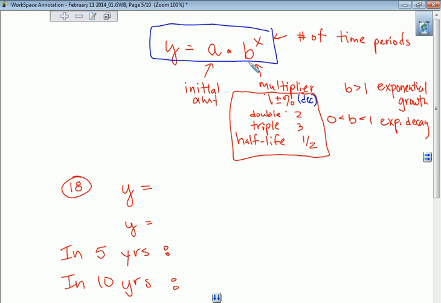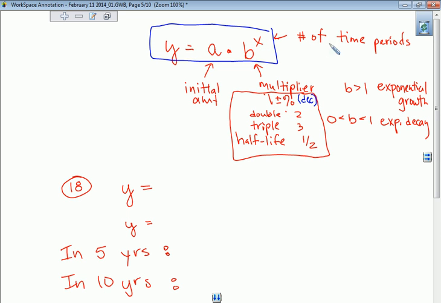Okay, so other things that could be here. If it said the bacteria doubled every hour, well, my multiplier would be 2. Or if we saw a word like triple, my multiplier would be 3. Or this was my class's favorite, the half-life problems. Yeah, I love it. Half-life, my multiplier would be a half.